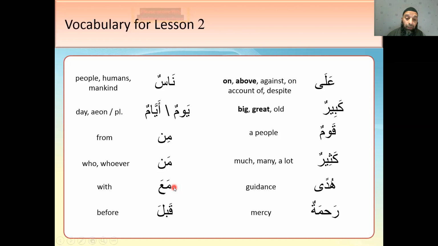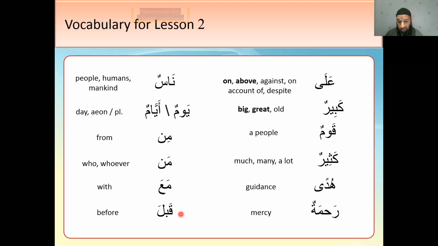Next one, ma'a. Ma'a is "with". A'ilahu ma'allah? Is there any god with Allah? Ma'a comes about 150 times. Ma'a means with. Next one, qabla. It's an Urdu word as well, qabl. It means before. Qabla, before, 230 times in the Quran.